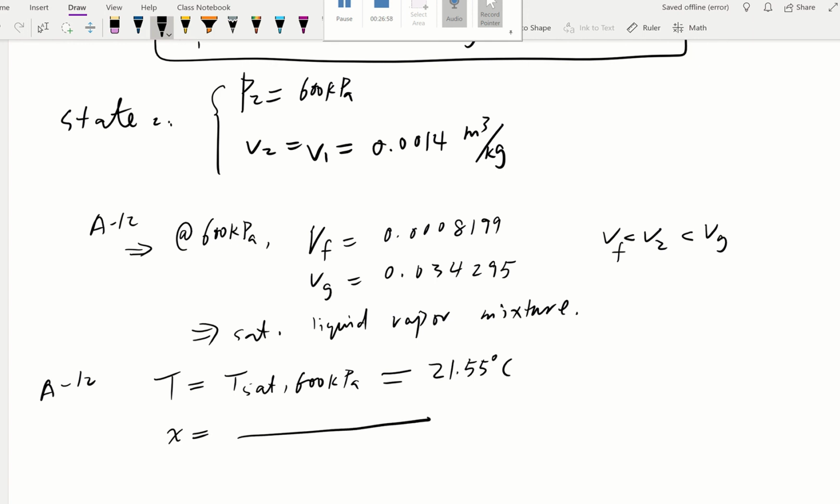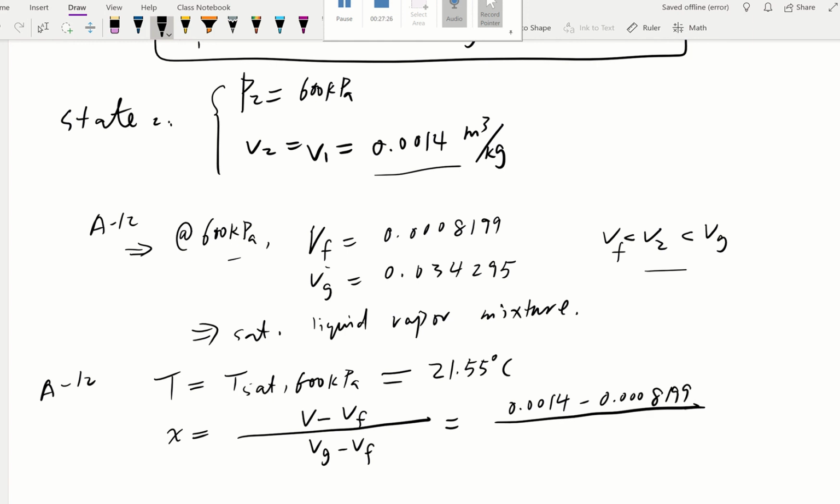So the quality we need to find out from specific volume, using the formula V minus VF divided by VG minus VF, right? It's the same formula we used earlier. V here is going to be the same as V1 because it's a rigid tank. However, our VF is different because it's at a different pressure. It's 0.0008199, and here VG is going to be this value, and our VF is this value.